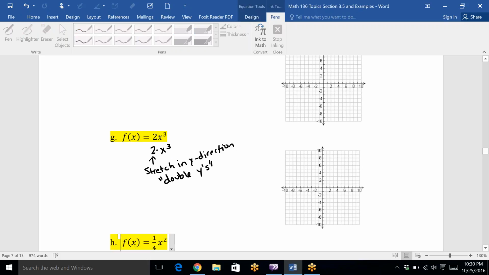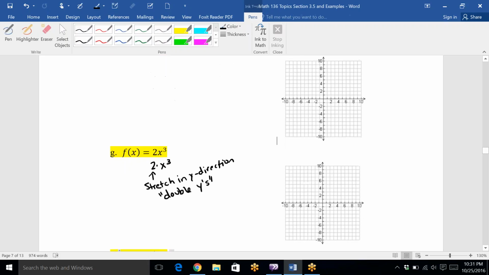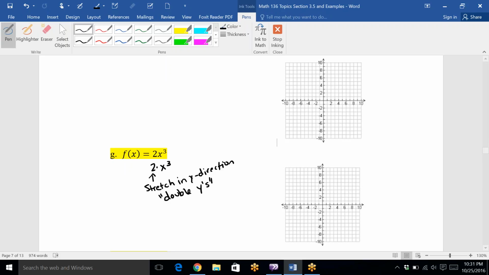Okay, so when we look at that, we need to look at the parent function, x cubed. Remember, it had the original shape like this, with (-1, -1), (0, 0), and (1, 1) being key points. Essentially, we're taking those same 3 points and just doubling the y's.